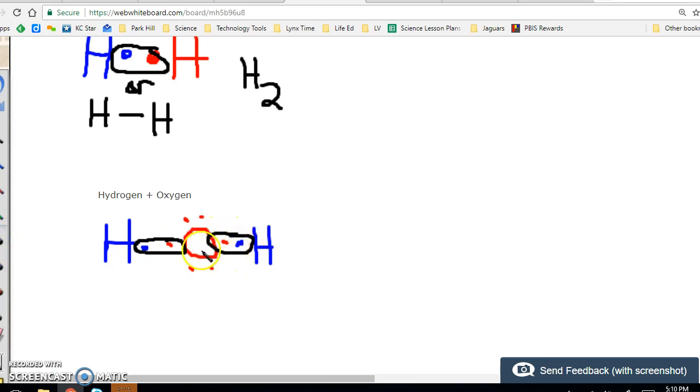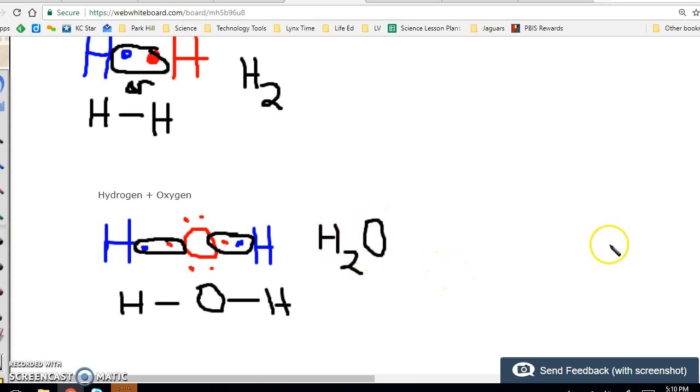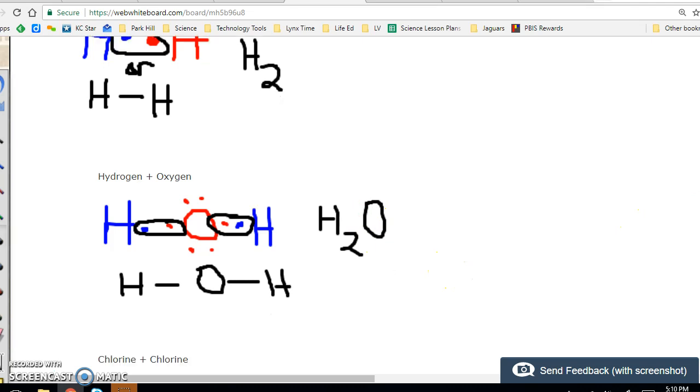If you circle that, that shows the sharing of electrons. So this hydrogen has 2 electrons. The oxygen now has 1, 2, 3, 4, 5, 6, 7, 8. You can also draw it like this, shared pair of electrons, like this. And the formula is H2O. That would be water.